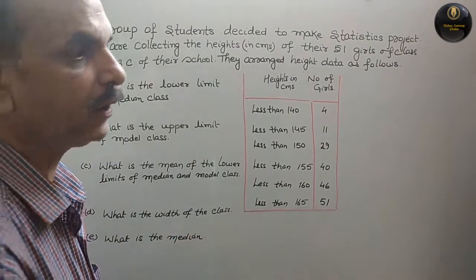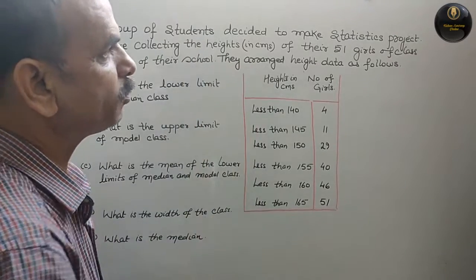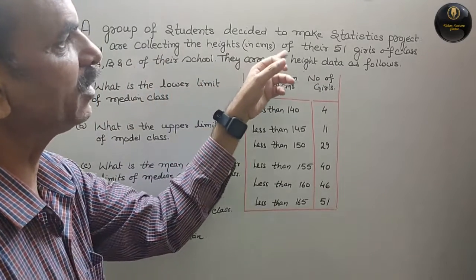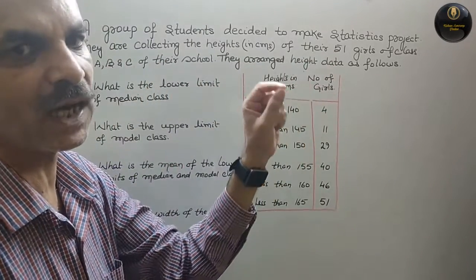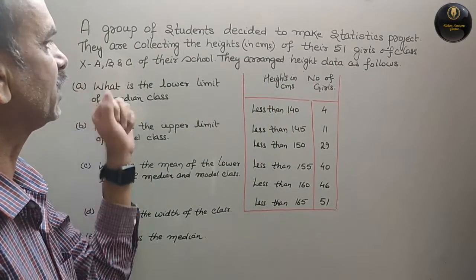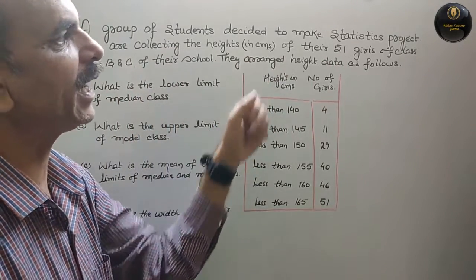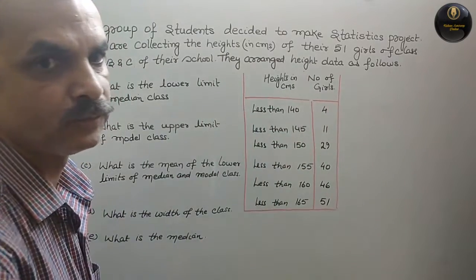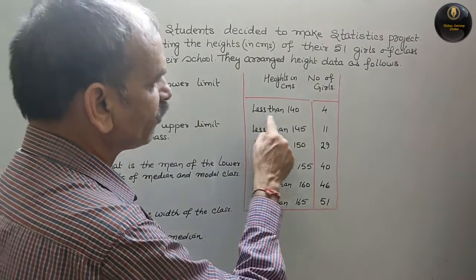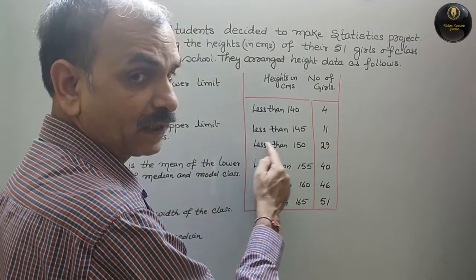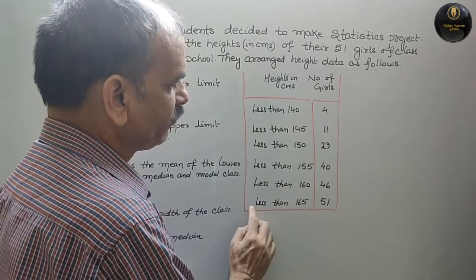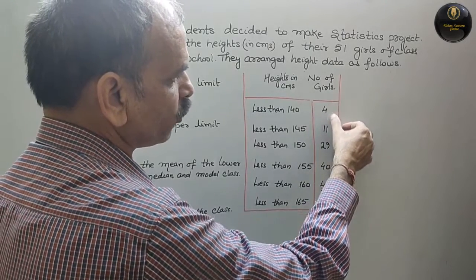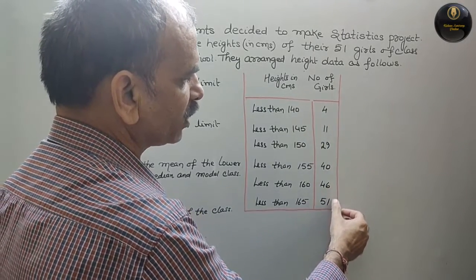आपका केस स्टडी क्वेश्चन है, अ ग्रुप ऑफ स्टूडेंट डिसाइडेड टू मेक स्टैटिस्टिक्स प्रोजेक्ट. They are collecting the heights in centimeter of their 51 girls of class 10th A, B and C of their school. They arrange height data as follows. So they have arranged like this. See how they have arranged: less than 140, less than 145, less than 150, less than 155, up to less than 165. And here they have written number of girls 4, 11, 29, 40, 46, 51.